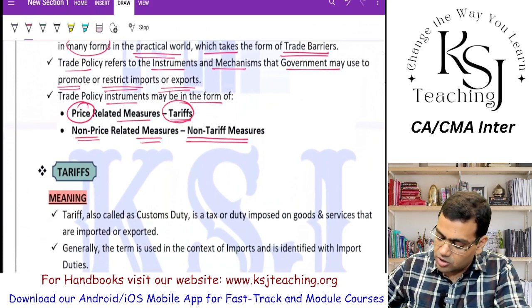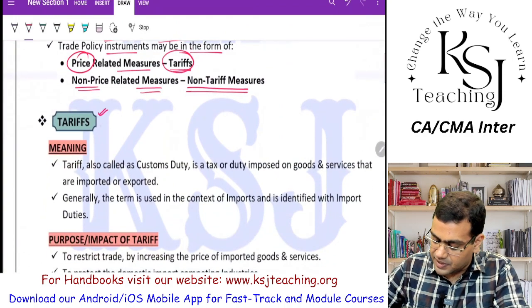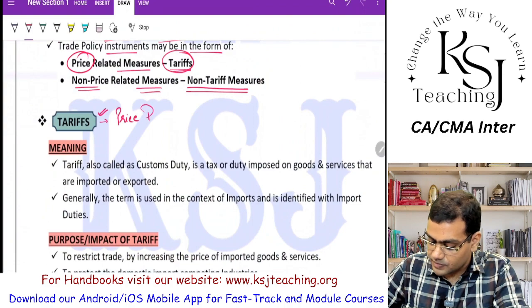So first we'll talk about the tariffs. Tariffs means the price related measures, right? So these are your price related measures.